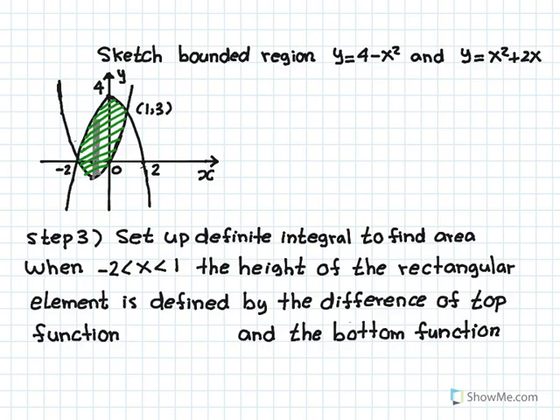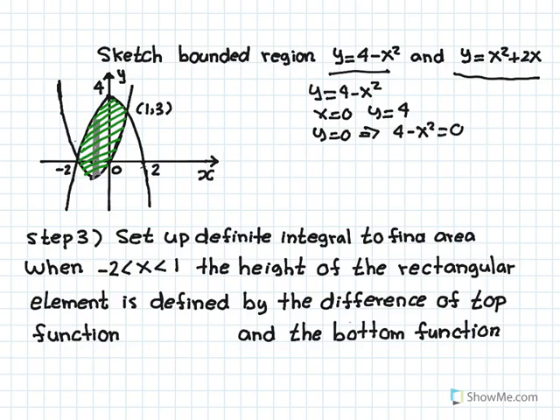All right, so step 2, sketch the bounded region y equals 4 minus x squared and y equals x squared plus 2x. To sketch this, the best thing to do is to find the x and y intercepts of both of these parabolas. So we have y is equal to 4 minus x squared. This is a downwards pointing parabola because we have minus x squared. If you plug in x equals 0, you get y equals 4. This is the y-intercept. To find the x-intercept, let's make y equals 0. That means 4 minus x squared equals 0, so x squared equals 4. Solve for x, and we get x equals 2, x equals minus 2, and of course y equals 0.